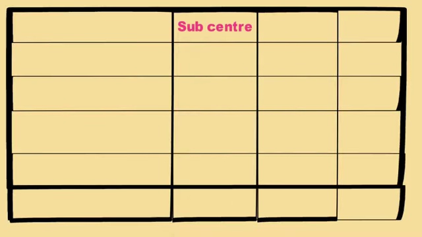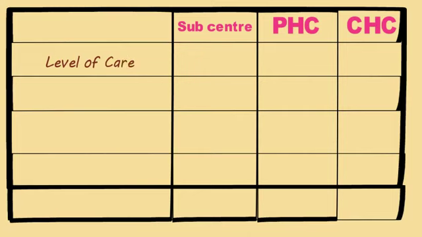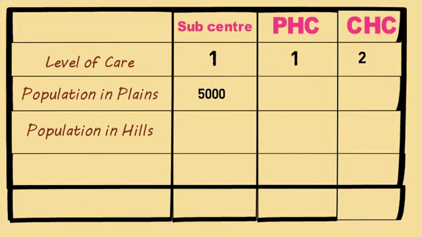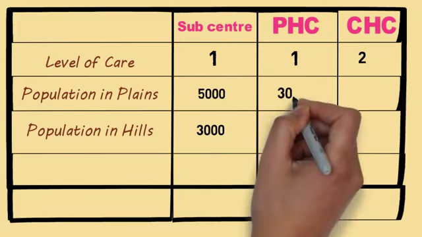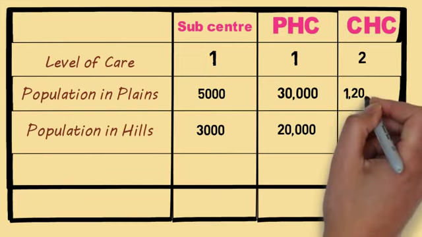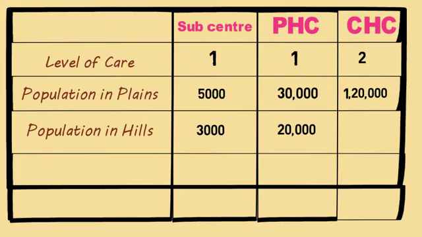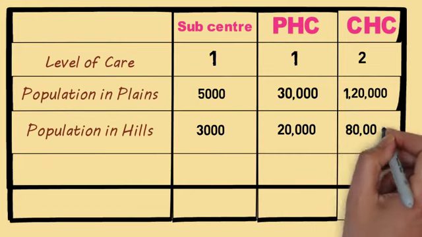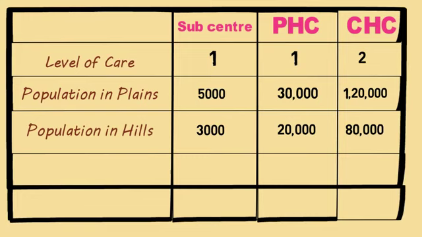So let's consolidate what we have learned so far in a table. The level of care in subcenter and PHC is primary, whereas in CHC it is secondary. Each subcenter caters to a population of 5,000 in the plains and 3,000 in the hills. Each PHC caters to a population of 30,000 in the plains and 20,000 in the hills. Finally, each CHC caters to the population of 1,20,000 in the plains and 80,000 in the hills.